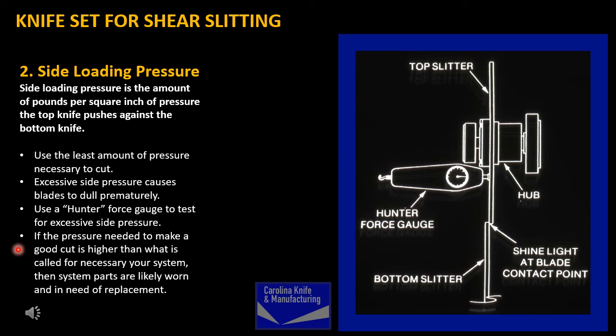It is always good to check your side pressure with a Hunter force gauge to make sure you do not have excessive pressure on your cutting knives. Note, excessive side pressure will cause your blades to dull prematurely. Check the machine manual for the correct setting, but typically most pneumatic slitter assemblies will have side loading pressures of anywhere from 2 to 7 pounds, not to vary by more than 1/2 pound per recommended pressure.